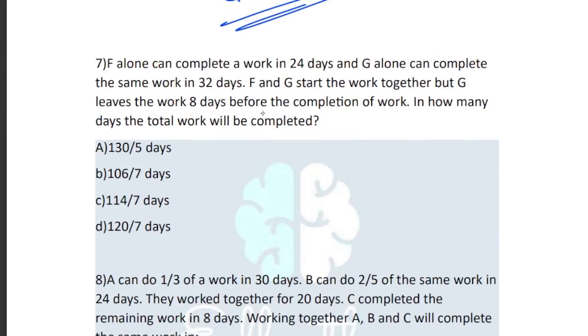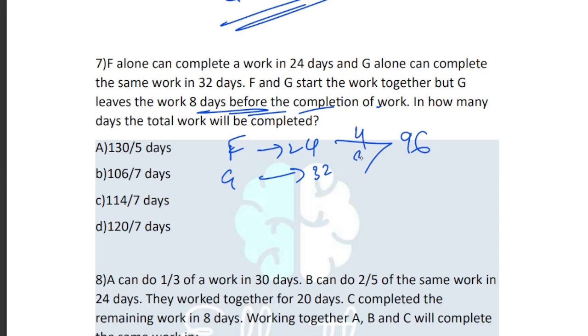If Arun can complete a work in 24 days and Arun can complete the same work in 32 days, F and G start the work together but G leaves the work 8 days before. Here it is given that he is leaving the work 8 days before. First we are going to calculate the efficiency. So F and G take 24 and 32 days. I am taking 96. So 4 times, 3 times. We got the efficiency.